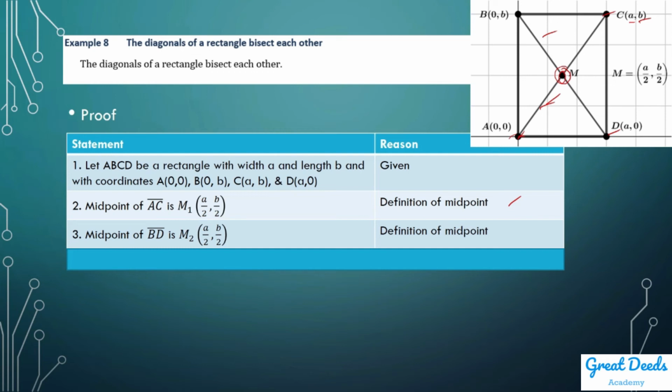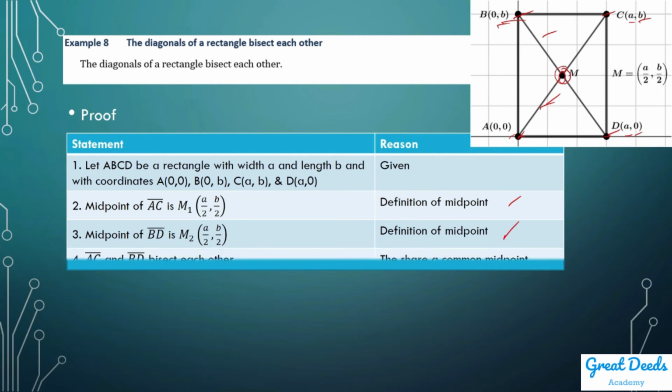The midpoint of the other diagonal, BD, is this. So where is BD? BD is here. Those are the endpoints. So what's the x coordinate? 0 plus a divided by 2. What is the y coordinate of that midpoint? It's b plus 0 divided by 2. Definition of the midpoint. And so there you have it: the two diagonals have the same midpoint. Conclusion, they bisect each other.